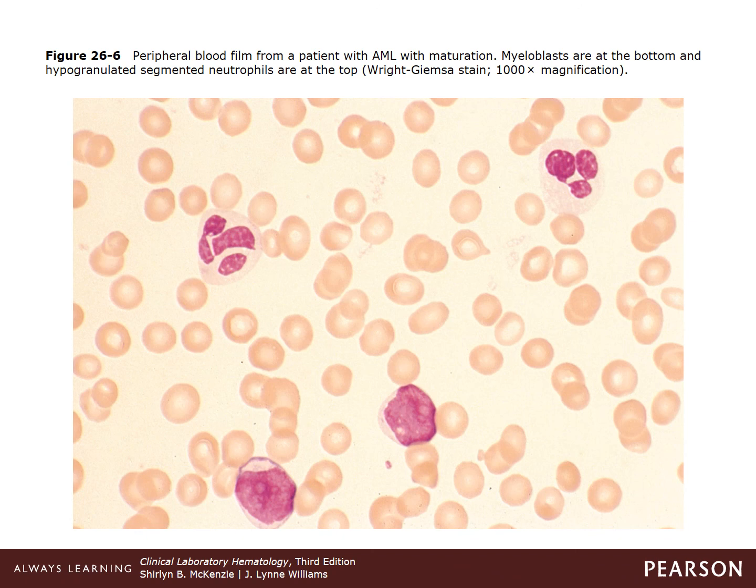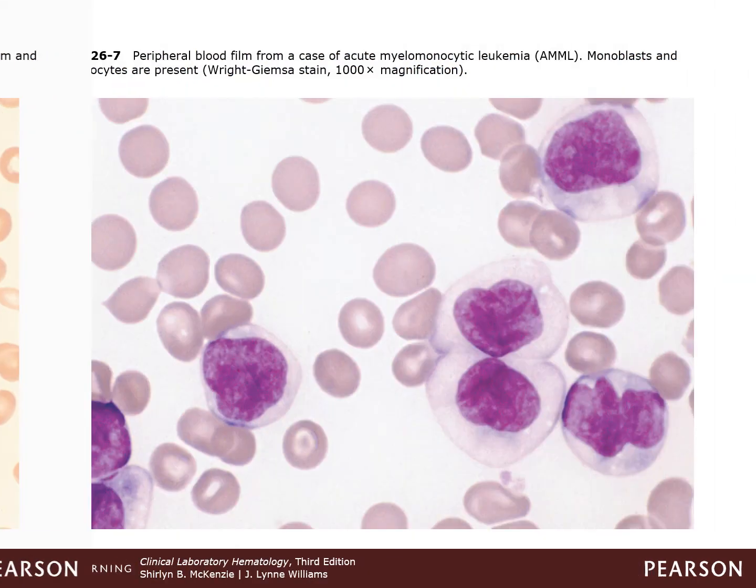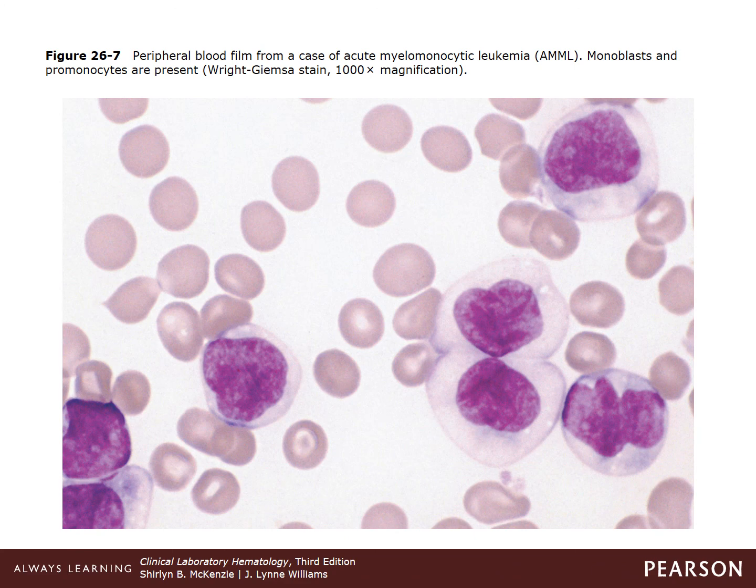Here's a peripheral blood film from a patient with AML with maturation. So you have a couple of blasts, and then you have a couple of mature neutrophils at the top of the smear. Here's a peripheral blood film with a patient that has an acute myelomonocytic type of leukemia, where you see monoblasts and promonocytes that are present. And again, very hard to differentiate here, so you'll need to do some cytochemical staining and flow cytometry as well to identify.